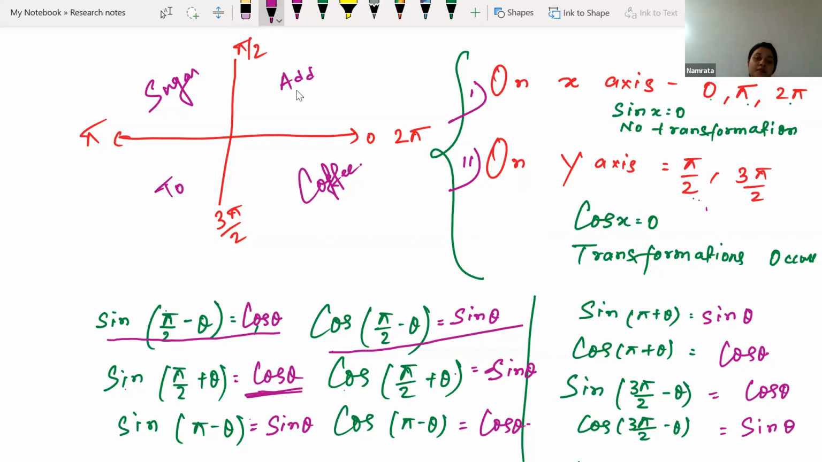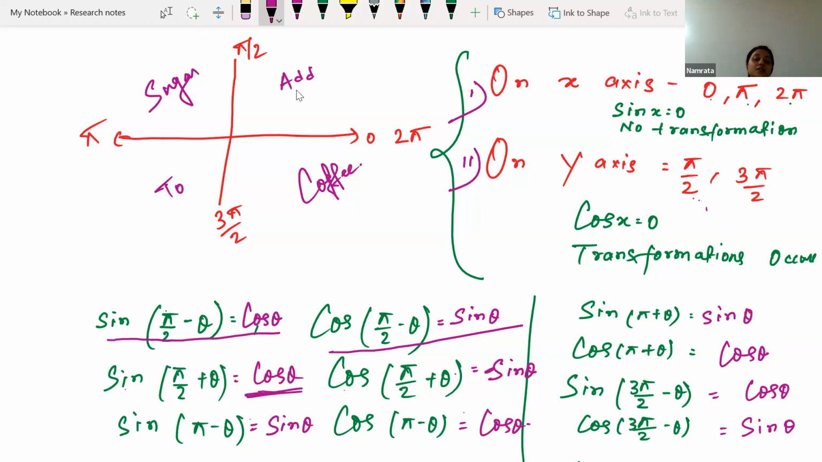Yes, ma'am. Similarly, sine of pi minus theta. Pi minus theta: can you see the pi angle is this one? If you are taking pi minus theta, that means it is still in the second quadrant. In the second quadrant, sine is positive, so whatever output it gives will be positive only. So sine of pi minus theta is only sine theta.